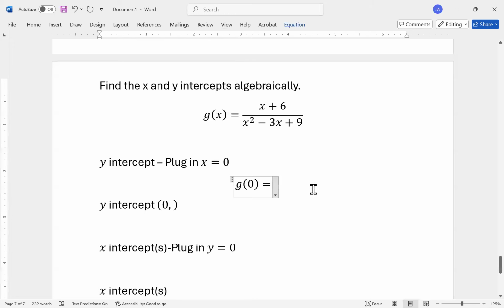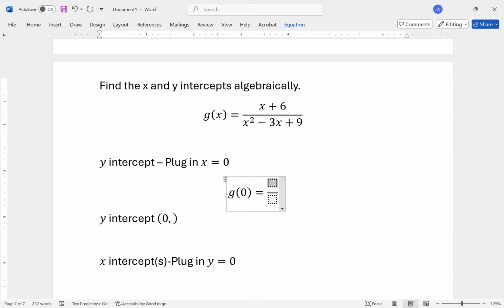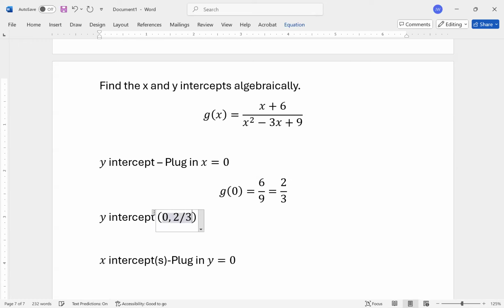All right, g of 0. We plug in 0, we'll get 0 plus 6 on the top, and then 0 squared minus 3 times 0 plus 9 on the bottom. That's just 6/9, which is 2/3. So we have one y-intercept at (0, 2/3).